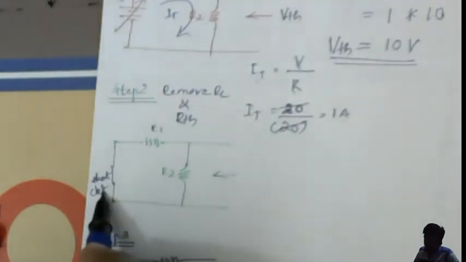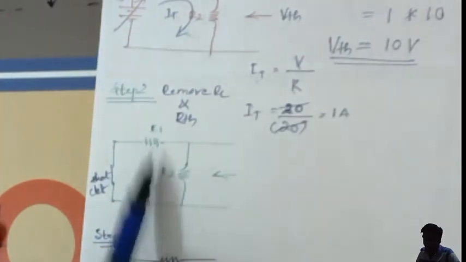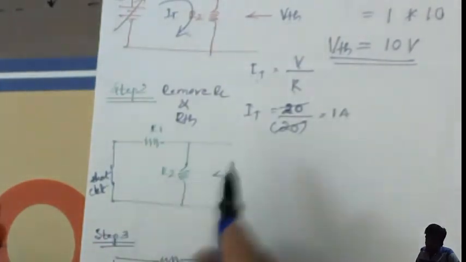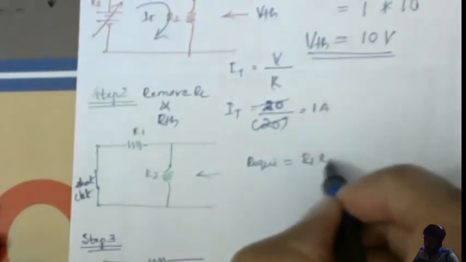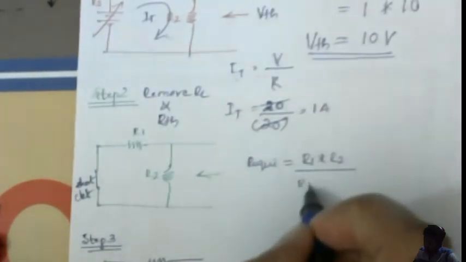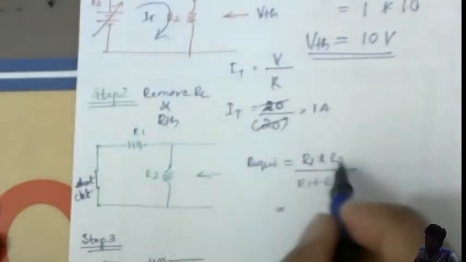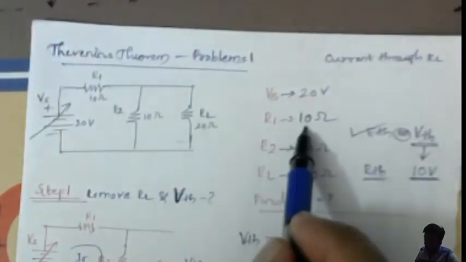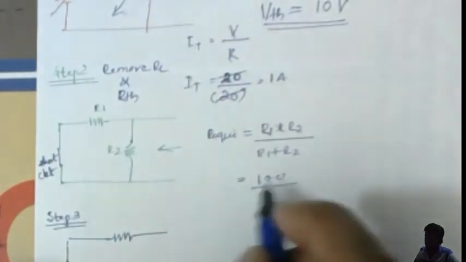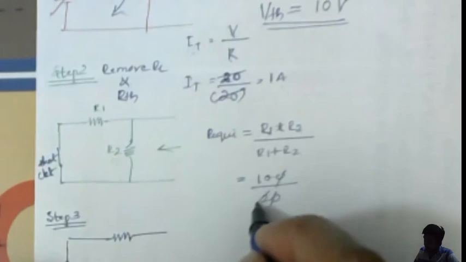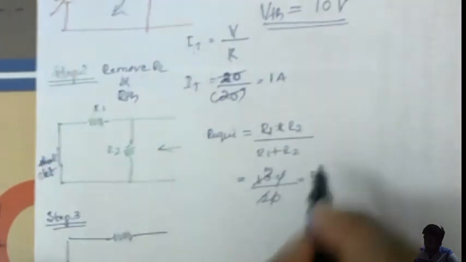After making the short circuit, the resistors R1 and R2 become a parallel circuit. Therefore, the total equivalent resistance will be R1 into R2 divided by R1 plus R2. R1 value is 10 and R2 value is 10 ohm. Therefore, 10 into 10, 100, divided by 10 plus 10 is 20, which is 5 ohms.